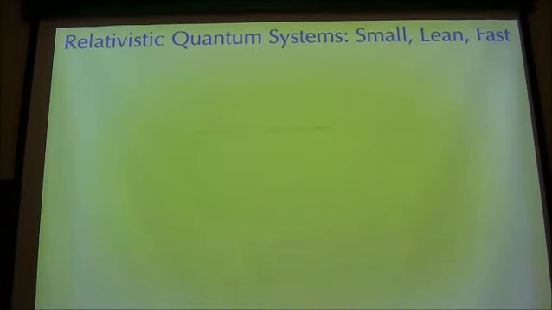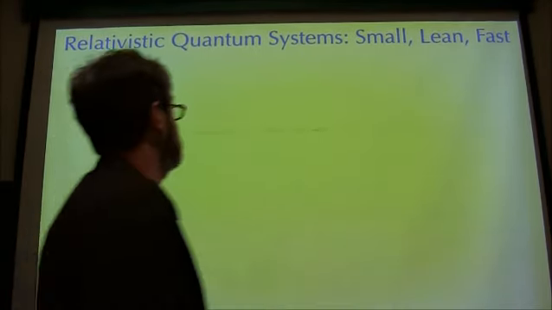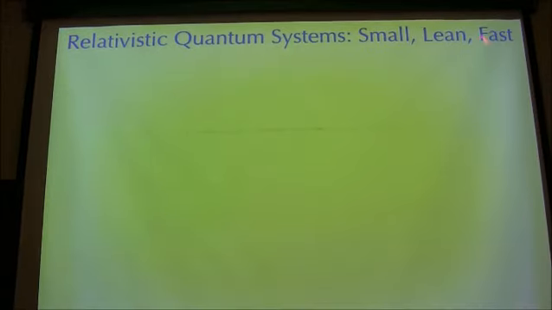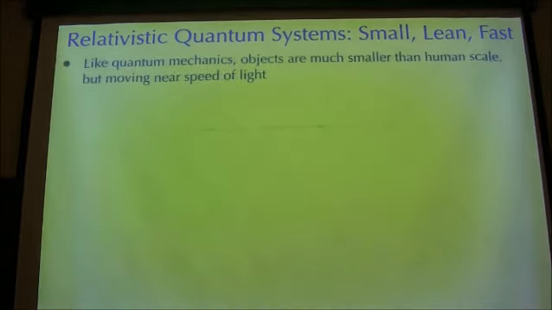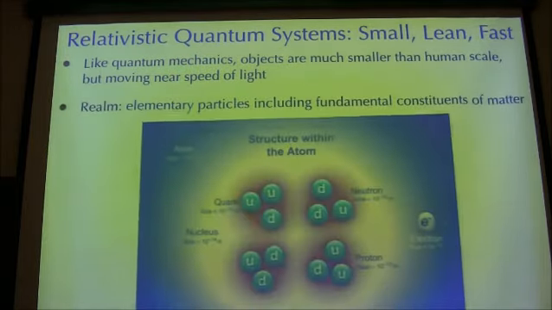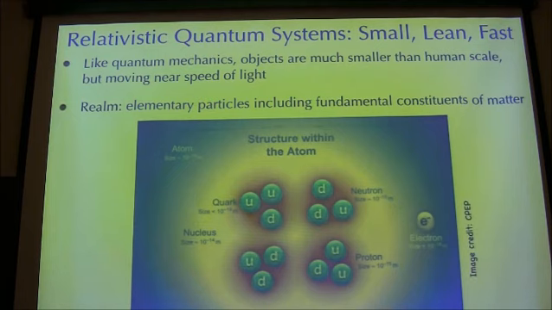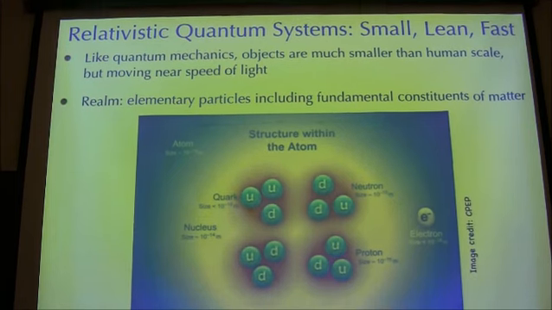Now, we move to relativistic quantum systems as opposed to the non-relativistic ones. These are small, lean, fast systems. So they are like quantum mechanical systems. The objects are much smaller than human scale, but they could be moving near the speed of light. And the realm of this is elementary particles, which include the most fundamental constituents of matter.